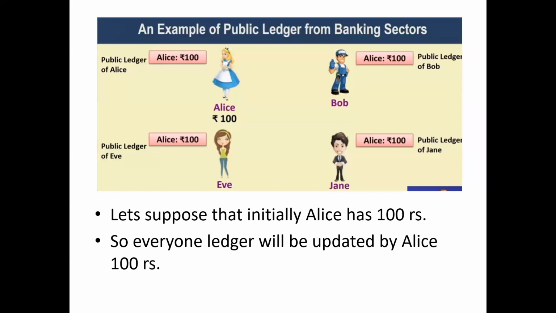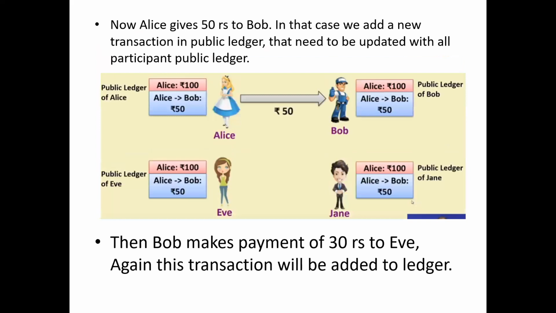Let's suppose initially Alice has 100 rupees in her ledger. As I told you, because blockchain is a distributed ledger, this 100 rupees entry will be shared with all the participants in the group itself, right? So everyone's ledger will be updated with Alice's 100 rupees. Initially, Alice has 100 rupees, and that ledger will be shared with all the participants in the group. Now, let's say Alice gives 50 rupees to Bob.